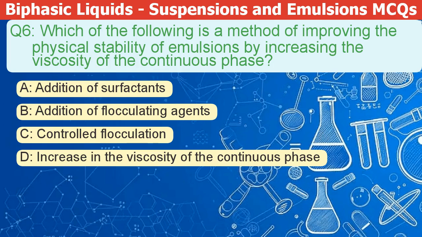Which of the following is a method of improving the physical stability of emulsions by increasing the viscosity of the continuous phase? A. Addition of surfactants. B. Addition of flocculating agents. C. Controlled flocculation. D. Increase in the viscosity of the continuous phase.